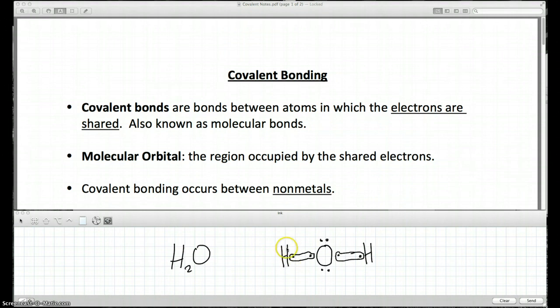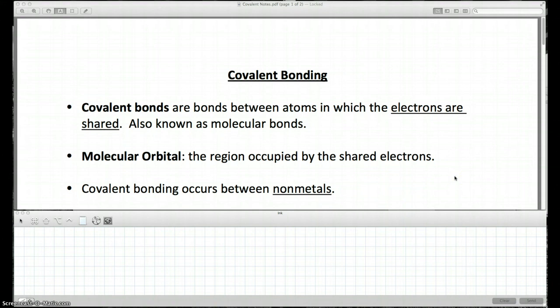Hydrogen, remember, is an exception to that. Hydrogen only wants 2. So if we look at this hydrogen, it's got its 1 and it's sharing another 1. Same with the other hydrogen. It has its 1 and it's sharing another 1. So it has 2. So both your hydrogens have 2, your oxygen has 8, everybody's happy. So that's what I mean by sharing electrons.